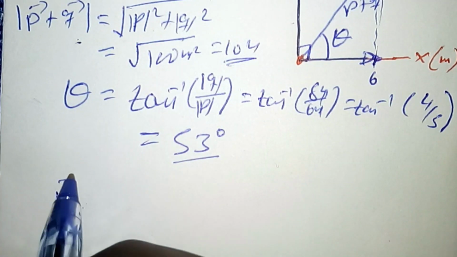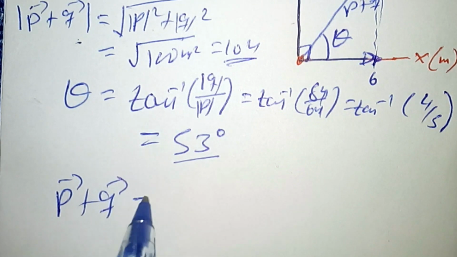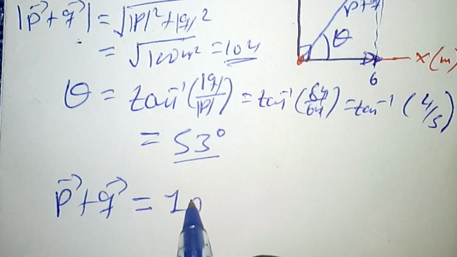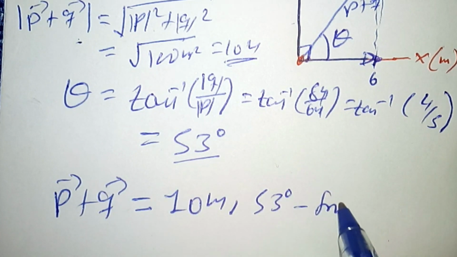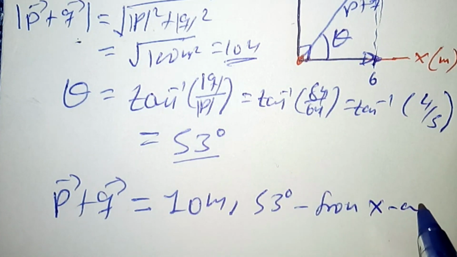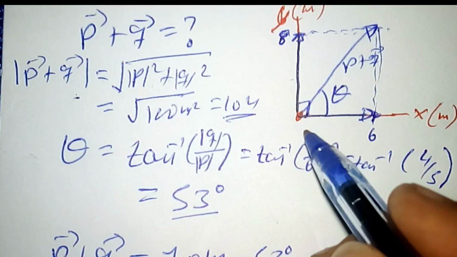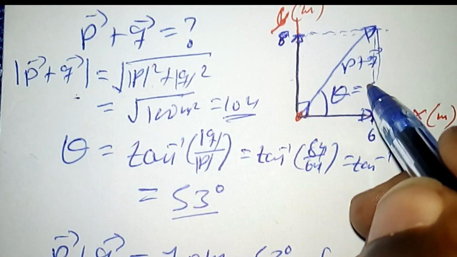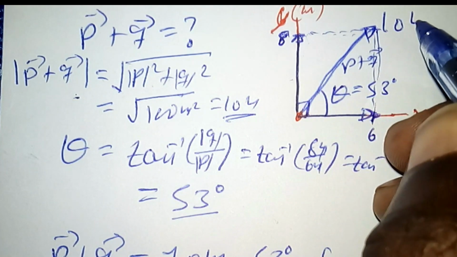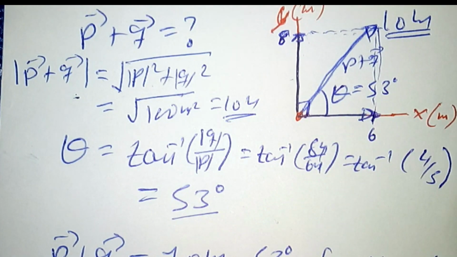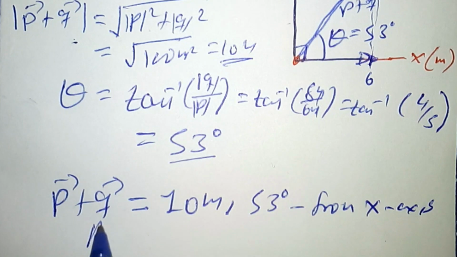So vector P plus Q is equal to 10 meter at an angle of 53 degrees from the x-axis. That means the vector with this theta is 53 degrees and this length is 10 meter from the x-axis. So the answer is A.